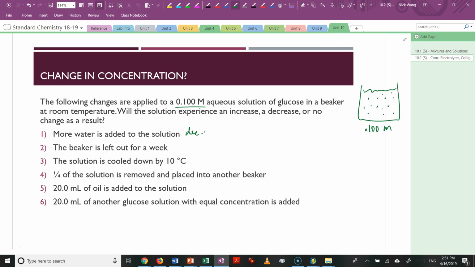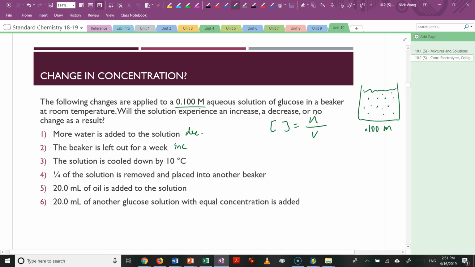The beaker's left out for a week. As you can imagine, if you leave out a watery substance for a week, a lot of the water itself can vaporize, but it leaves behind glucose. Glucose is not just going to magically start to evaporate. And so we decrease the volume, but we have the same number of particles. So that's going to increase. And by the way, remember, I'm going to do the mole amount divided by volume. If I decrease the volume by leaving it out for a week, my mole amount stays the same. So if the denominator goes down, the overall value should increase.